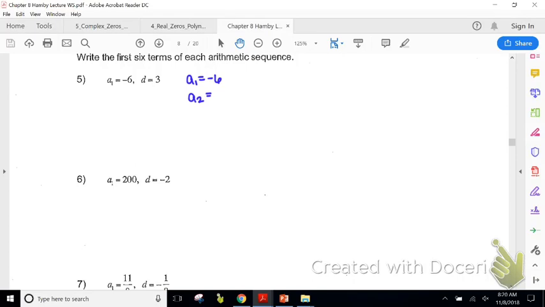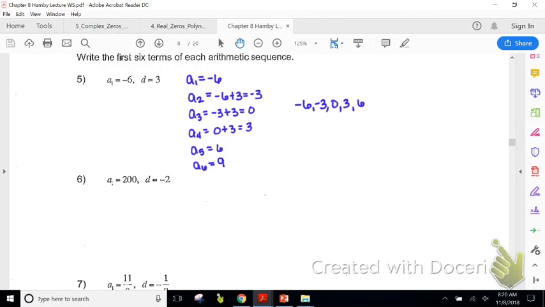Add 3, which is -3. And so my third term, we're going to add 3, which would be 0. My fourth term, add 3, which is 3. So what's my fifth term? 6. And finally my sixth term. And so if we wanted them written out as a list, we'd do -6, -3, 0, 3, 6, and 9. There's my first 6 terms of that sequence.